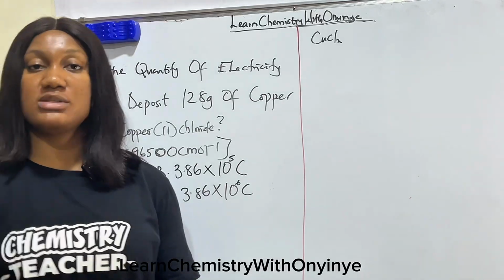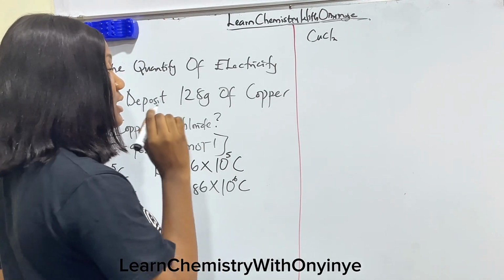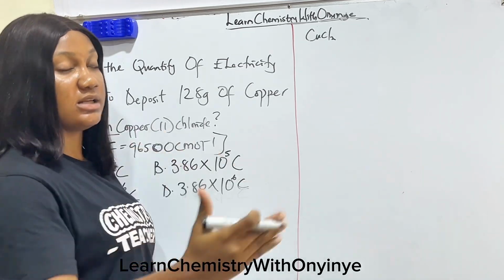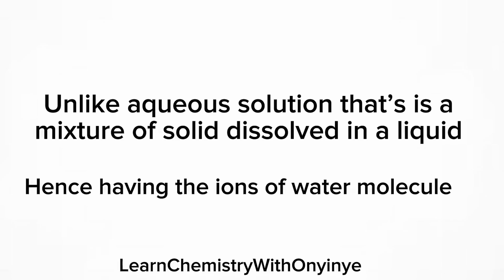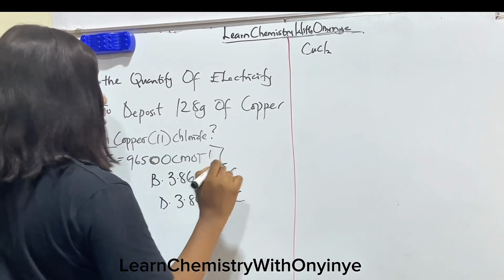A molten compound is a compound that has been heated from a solid directly to a liquid. What I mean is that this copper II chloride was heated till it became a liquid. It wasn't dissolved in water, unlike an aqueous solution, which is a compound that has been dissolved in water. But over here, copper II chloride did not dissolve in water.